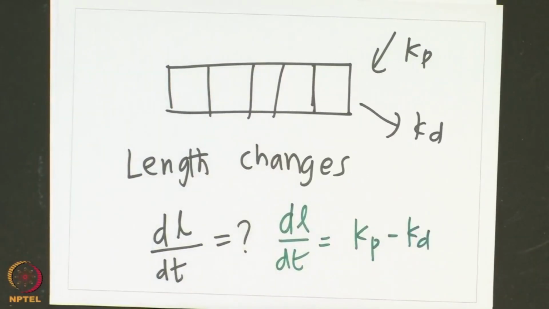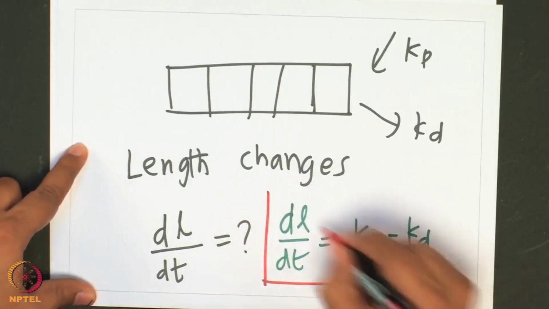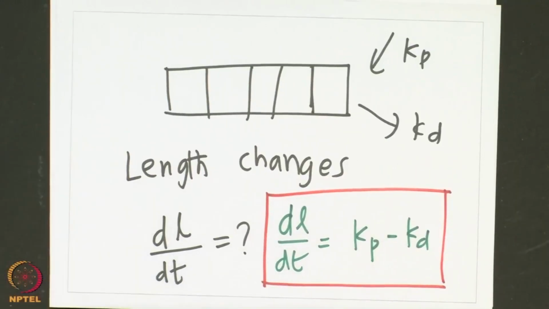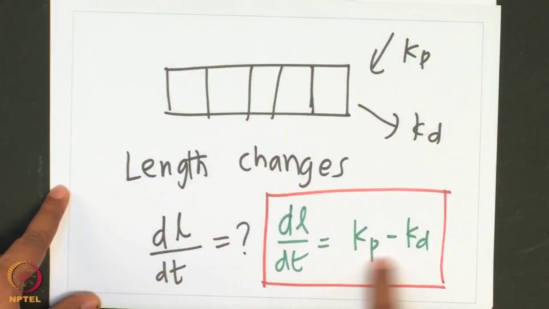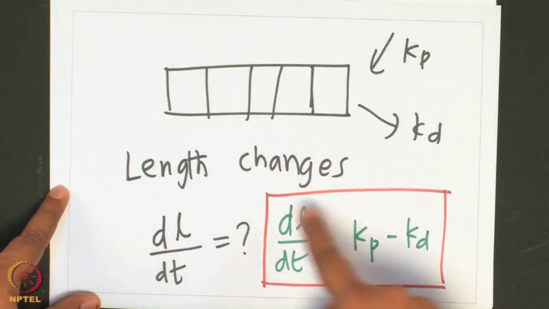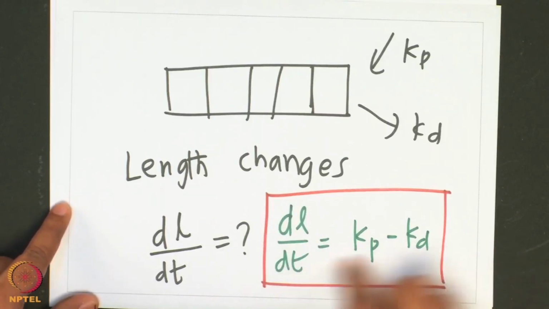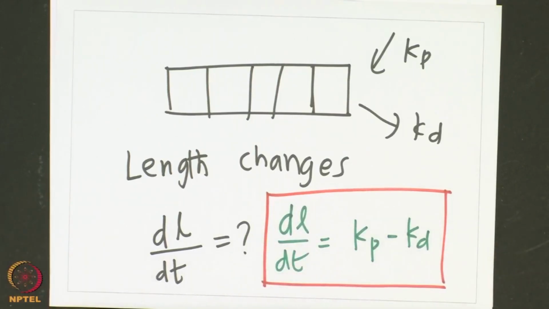So, this mathematical idea, this fact that dL/dt is Kp minus Kd, this is called a differential equation. If you have this equation, this is an equation having a derivative, right? A differential equation is an equation which has a derivative in it. If you look at this equation, dL/dt is equal to Kp minus Kd, it involves a derivative.